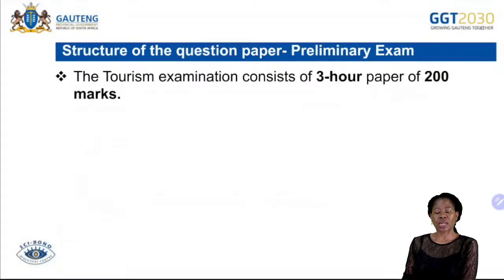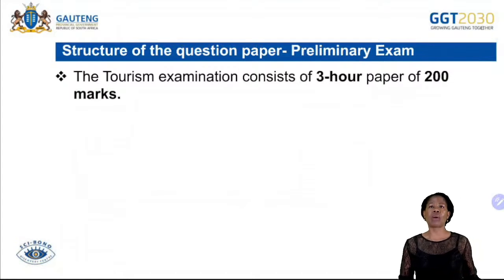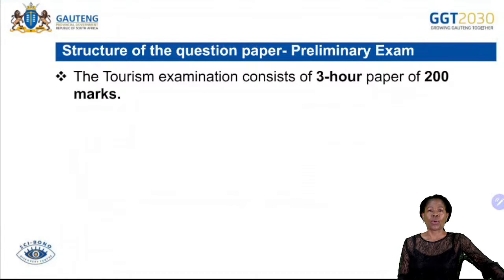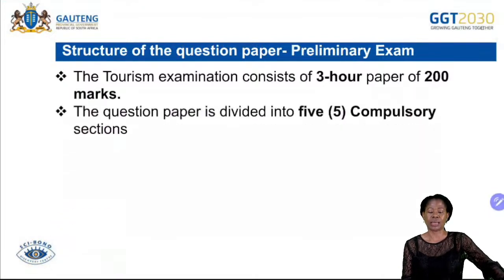I'm going to do the structure of the question paper, especially our preliminary exam that we are going to write tomorrow. In our subject, the tourism examination consists of a 3-hour paper of 200 marks. You are going to sit in your examination for 3 hours, writing for 200 marks.